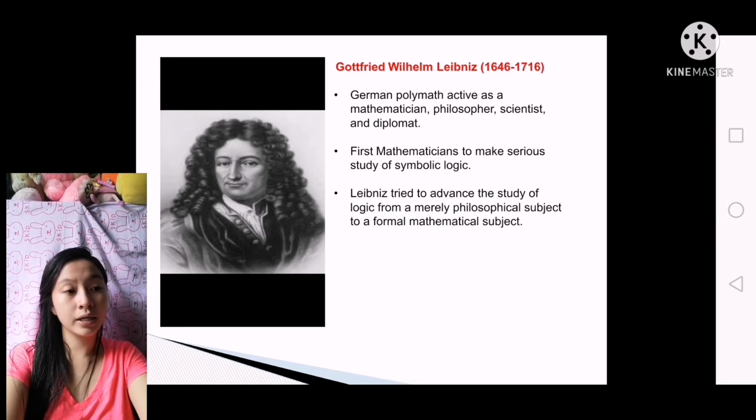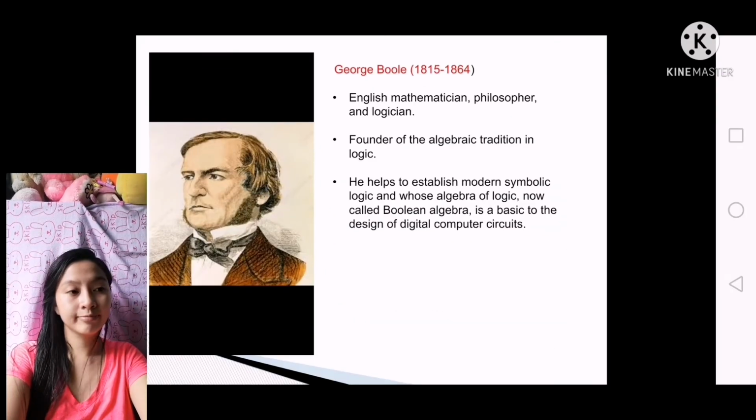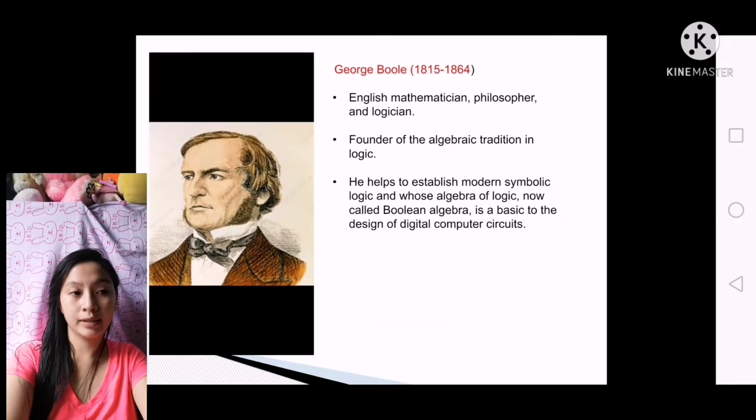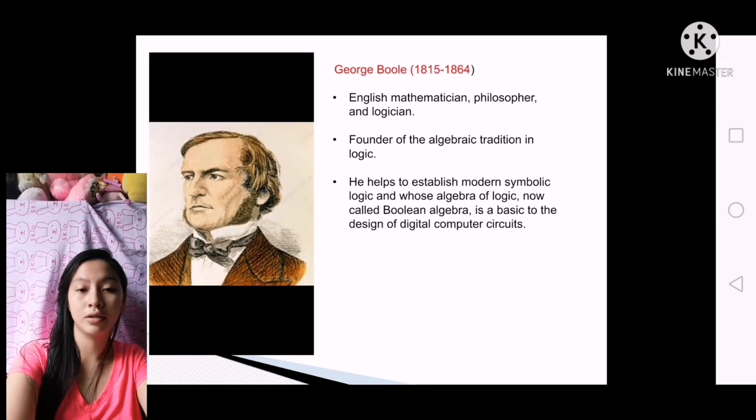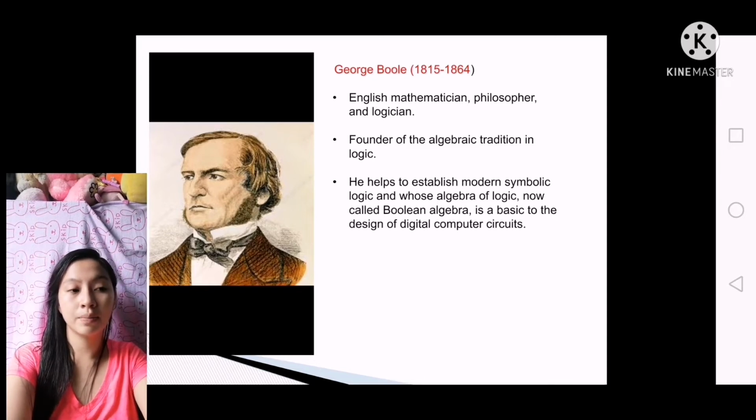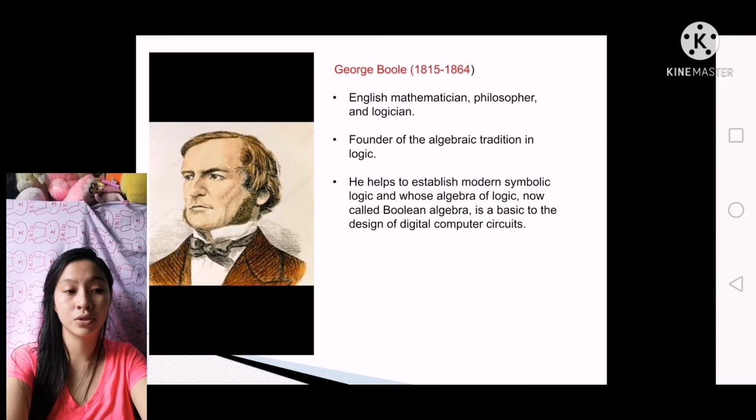And next one would be George Boole. He is an English mathematician, philosopher, and logician. He is a founder of the algebraic tradition in logic. He helped to establish modern symbolic logic, and his algebra of logic is now called Boolean algebra. Boolean algebra is basic to the design of digital computer circuits.